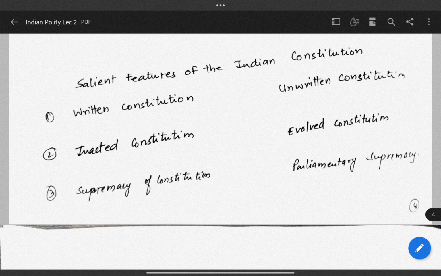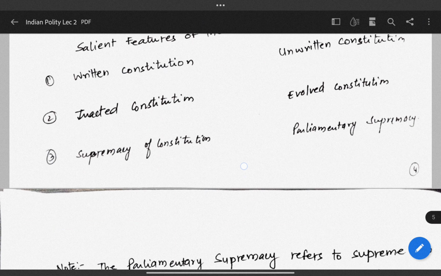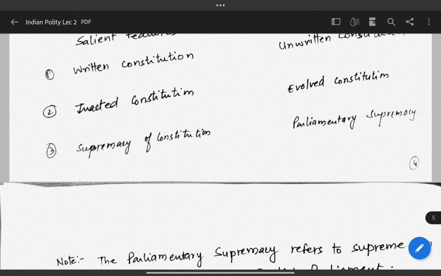Now we are going to compare the second feature, which is enacted constitution. What do you mean by enacted constitution? Enacted constitution means where a group of people sit together and write the constitution. Our Indian constitution was written by the Indian Constituent Assembly, whereas an evolved constitution is one which is gradually evolving. The British Constitution is always evolving. It started evolving in the year 1215 AD, since the time of Magna Carta.